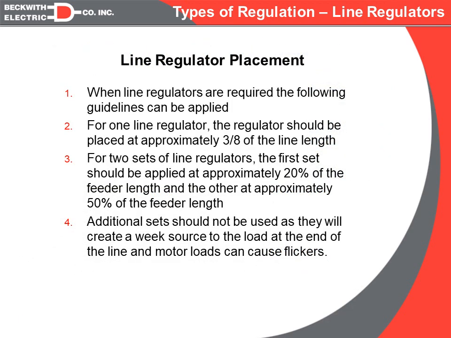So, if we use line regulators, the general rule of thumb is if you're only going to need one set, typically you put it about 3/8 of the line length down, because the load typically is higher in the first half than the second half of the circuit. 2 sets we would typically look at like 20% and 50%.